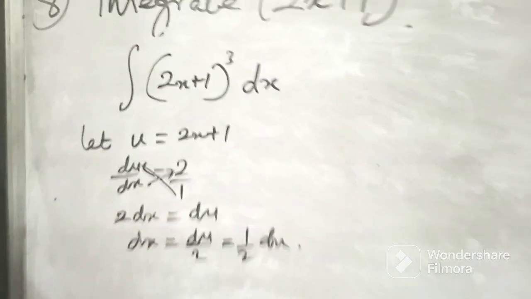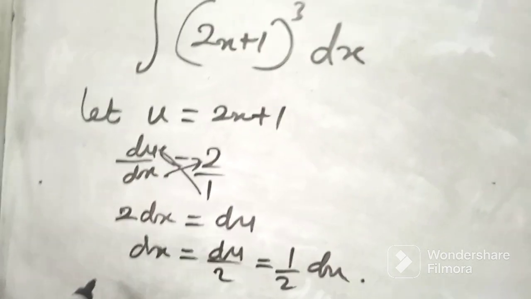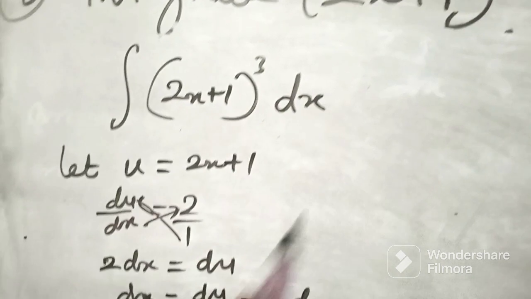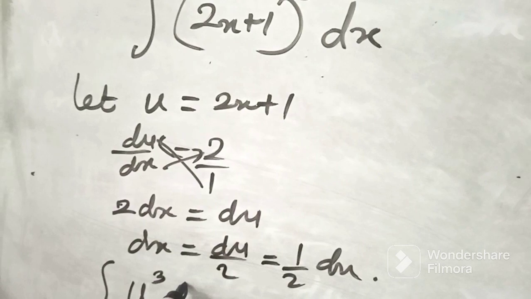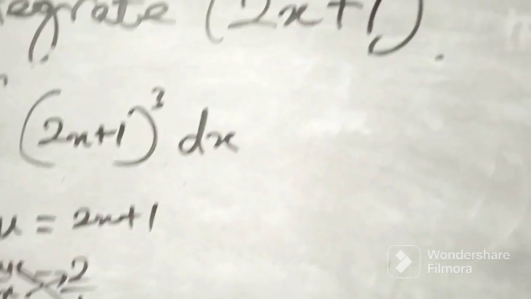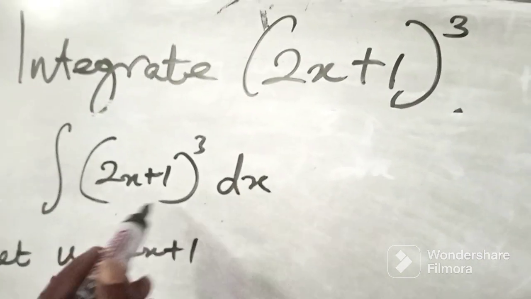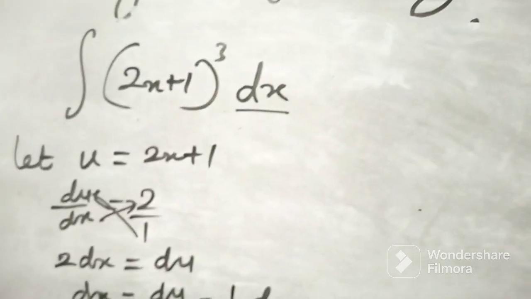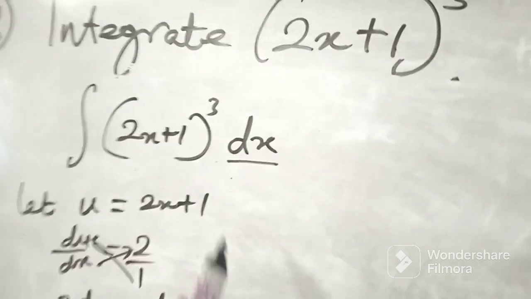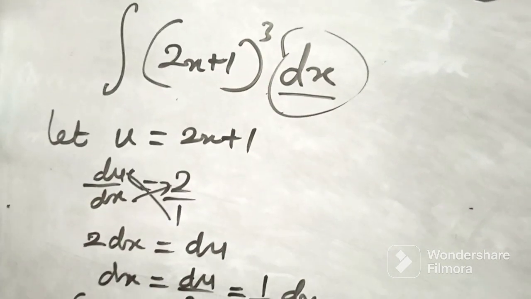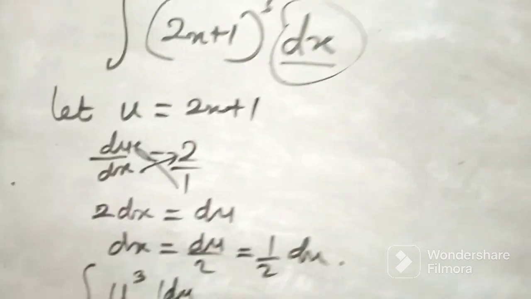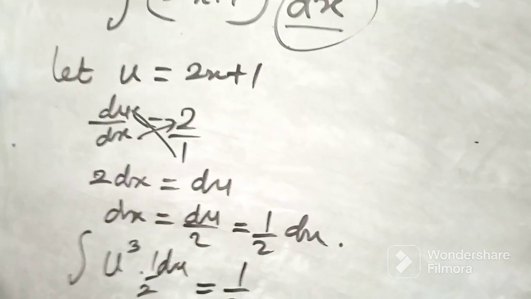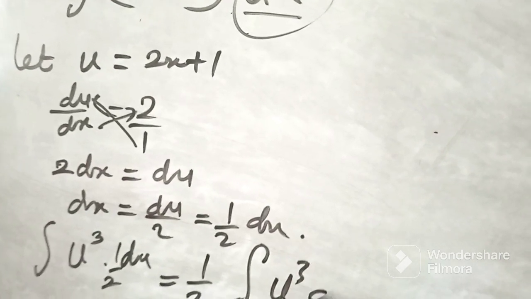We now go back to the original function where we have the integral. Instead of 2x plus 1, we now write it as u raised by 3, but we are also replacing the x. The x is equal to half of the u. So we can replace the x with the half of the u. So if we factorize the half out, we are going to have half integral u raised by 3 du.